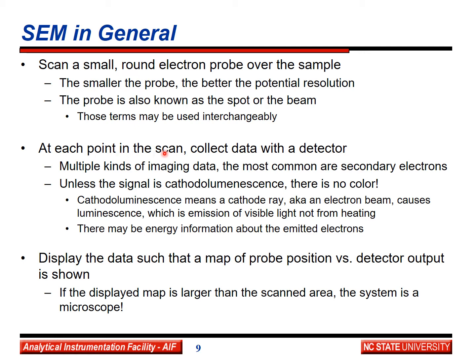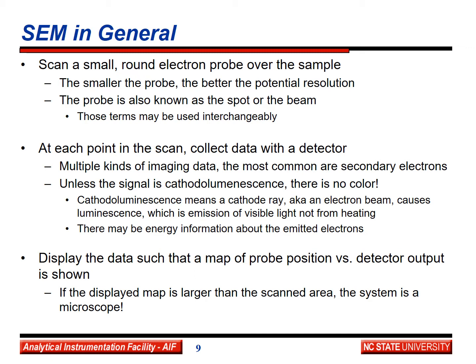At each point in our scan, we're going to collect data with a detector. There are many types of imaging data. The most common are secondary electrons. Unless the signal is cathodoluminescence, there is no color. Cathodoluminescence in this case means a cathode ray, which is an electron beam, causes luminescence, which is emission of visible light not from heating. Now, there may be energy information about the emitted electrons, but we don't get color in the traditional sense that you think of with your eyes.